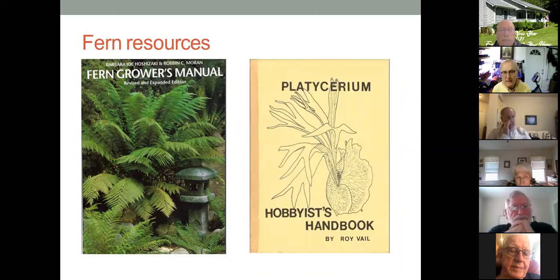If you're interested in fern resources, there's a couple I recommend. The Fern Growers Manual, which is by Dr. Hoshizaki and Robin Moran. Barbara Jo Hoshizaki was one of my advisors on my graduate school research, and she published this great book, which you can actually buy online.